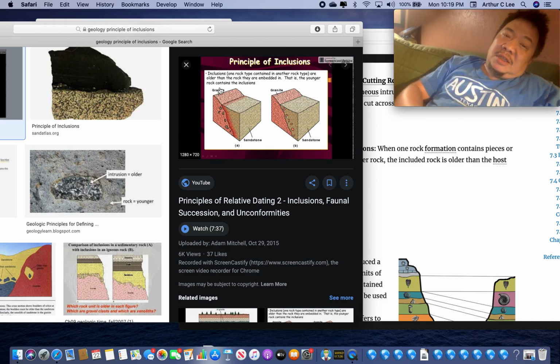So in this situation, which rock is younger, the granite or the sandstone? Well, if it was sedimentary rocks, we could just say principle of original horizontality: the one on top is the younger one. But now we're dealing with igneous rocks. We can't do that. We have to look at the inclusions. So which rock is younger in this case? The granite is younger than the sandstone. And in this situation, the sandstone has the inclusions of the granite, so the sandstone is younger than the granite.